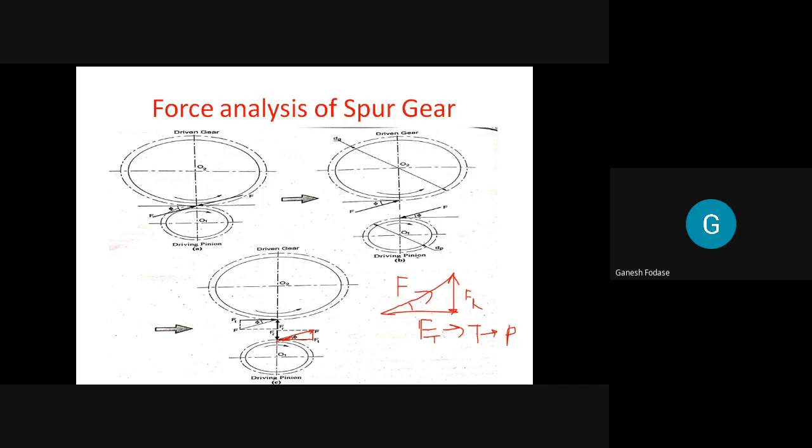You can see this angle is phi. So the relation between FR and FT we can determine. So Ft is equal to F cos phi and FR is equal to F sin phi. This is all about the force analysis of a spur gear.